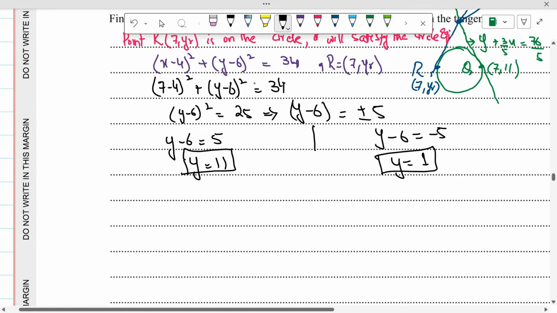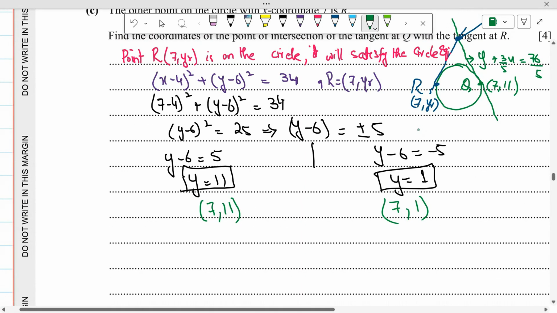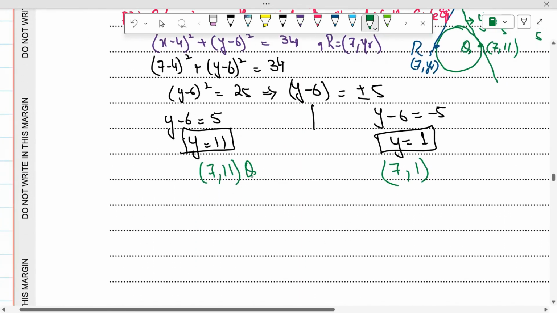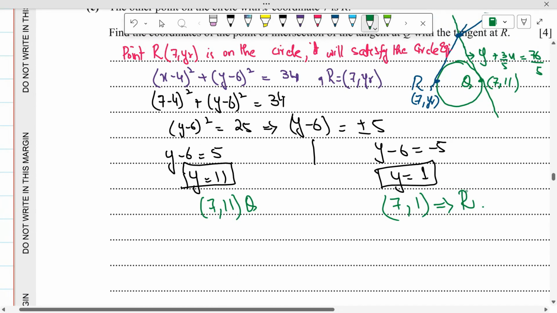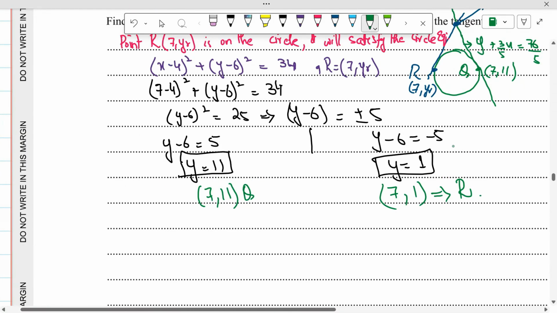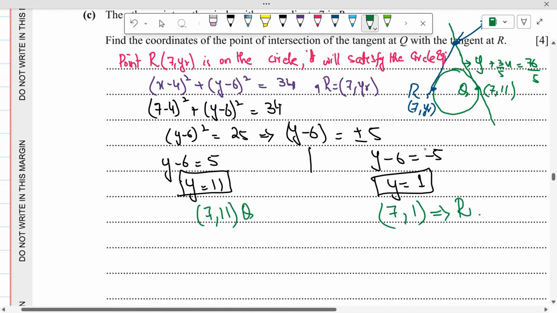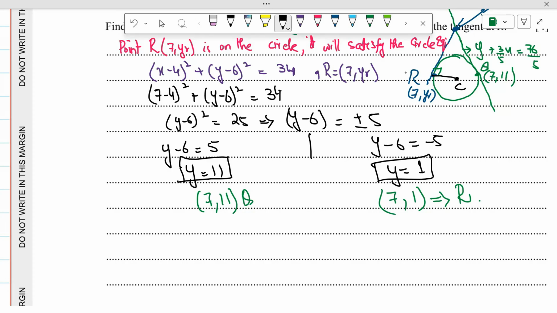So points are 7 comma 11 and 7 comma 1. And 7 comma 11 we already have, which is the Q. So this point is the R. We have the point R, and we need to find the equation of tangent at R by using slope point form. And the slope of the tangent at R can be found by using the slope of CR.